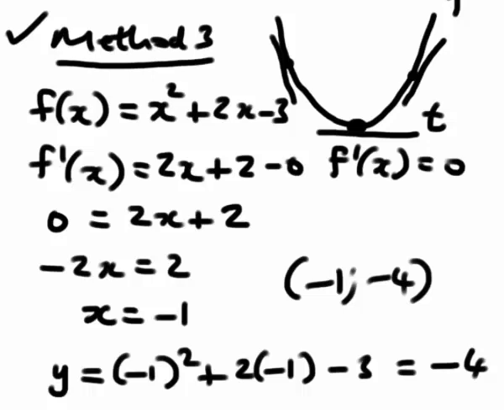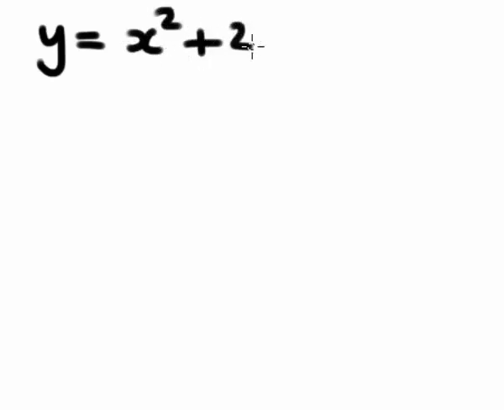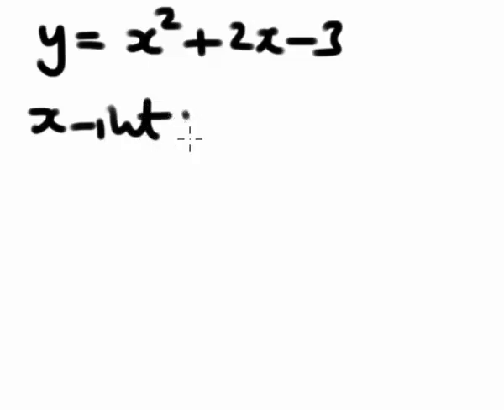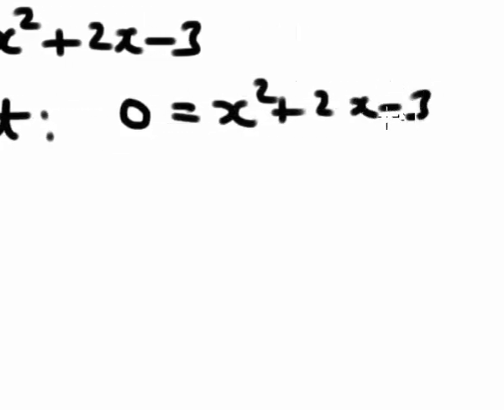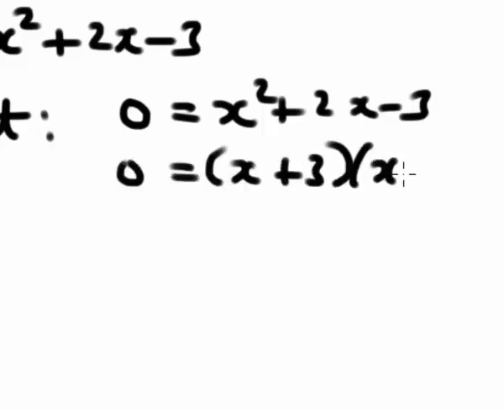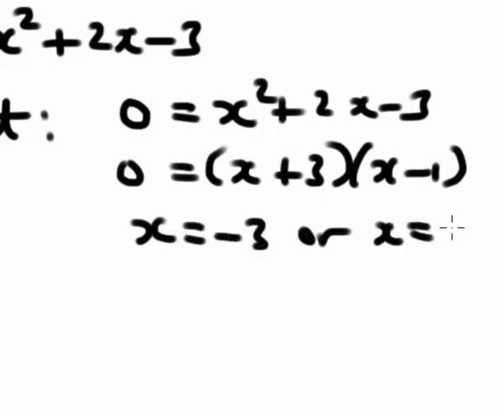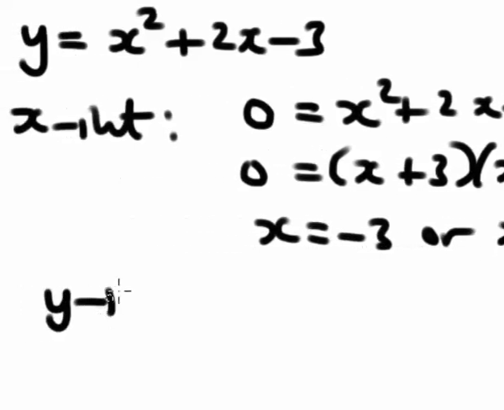Just by the way, something interesting, if you did have to sketch this graph, watch here. I want to show you a fourth method, but it involves getting the x-intercepts. How do we get the x-intercepts? Well, we let y be 0. Then we factorized. The y-intercept, as you probably realize, is where x is naught.